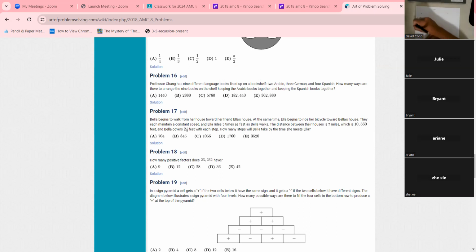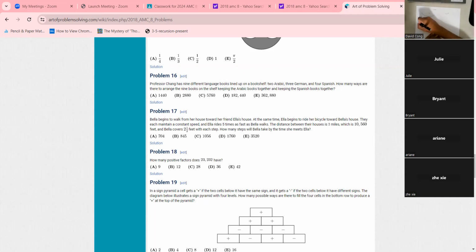What else do we know? We know that the amount that Ella moves plus the amount that Bella moves is equal to 2 miles, because that was clearly stated. So what do we know? That Ella travels 5 times as much as Bella. We know this because Bella walks. So if Bella walks x distance, Ella has been working for the same amount of time, but she bikes 5 times as fast, so she'd have moved 5x. So when they meet, they've both been working for the same amount of time, which means that Ella would have gone 5 times as far as Bella had gone.